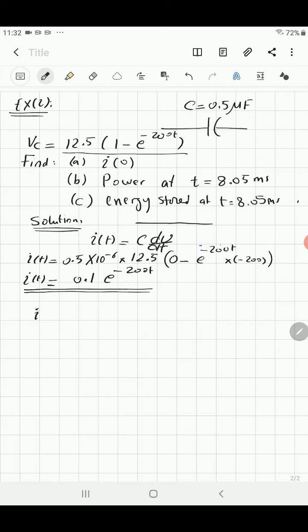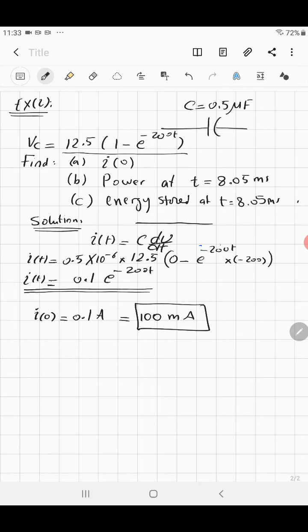Now we can substitute t equals 0 in the above equation. e to the power 0 is equal to 1. 1 times 0.1 is equal to 0.1 ampere. So you can say it's equal to 100 milliampere, and that will be your answer for part A. Part B.